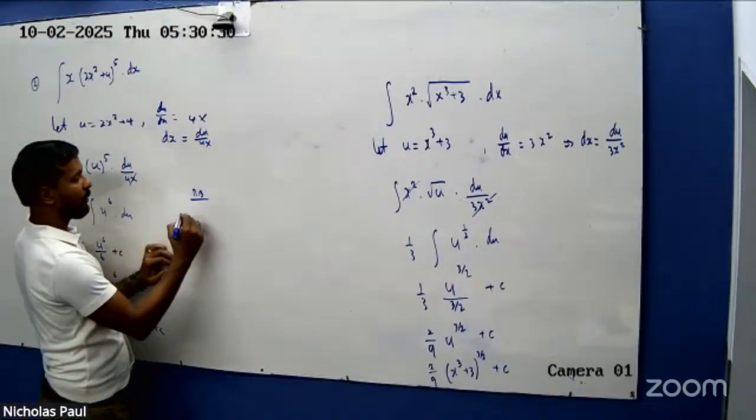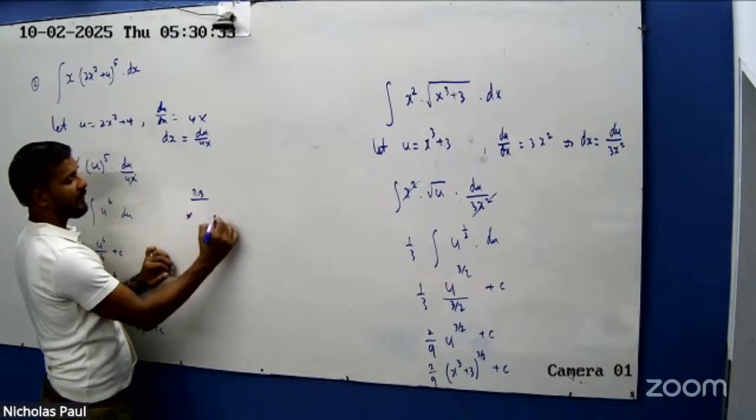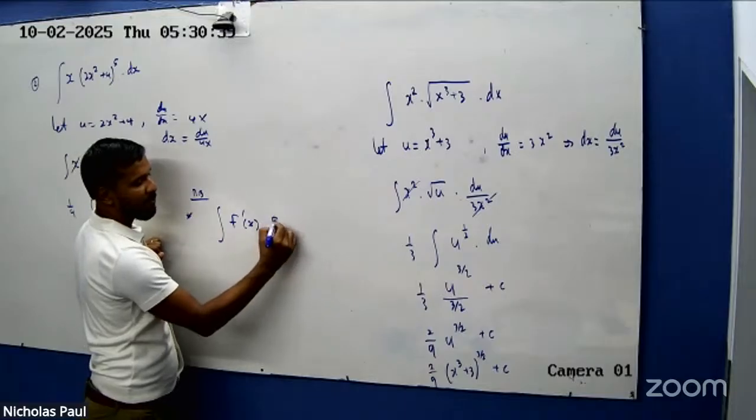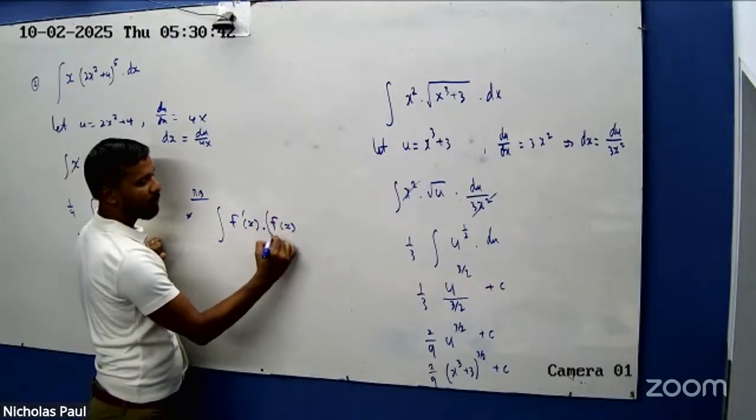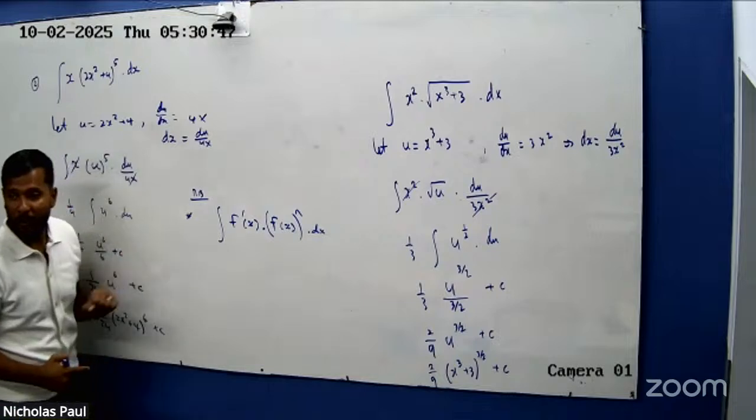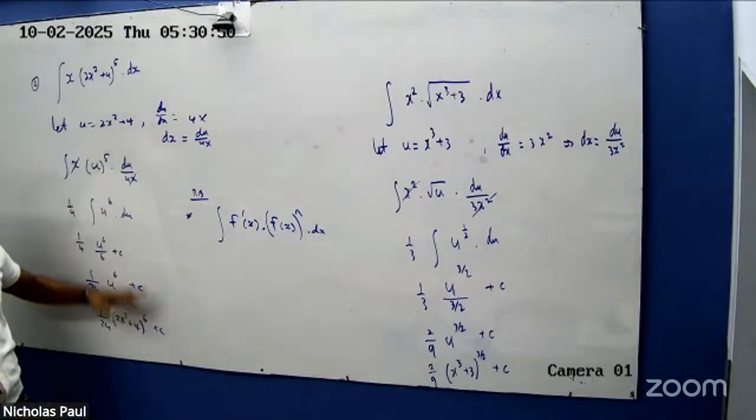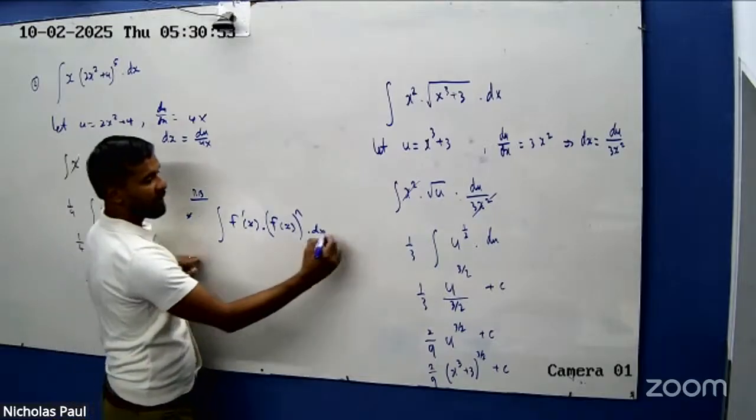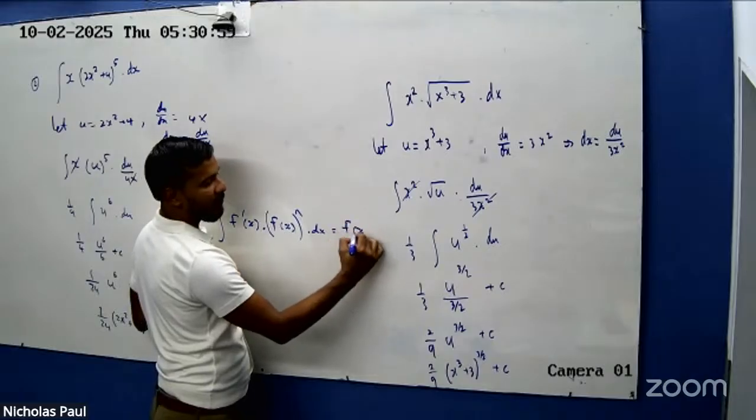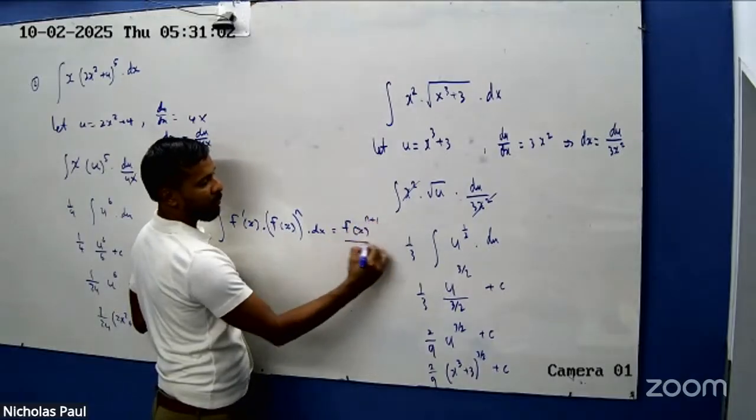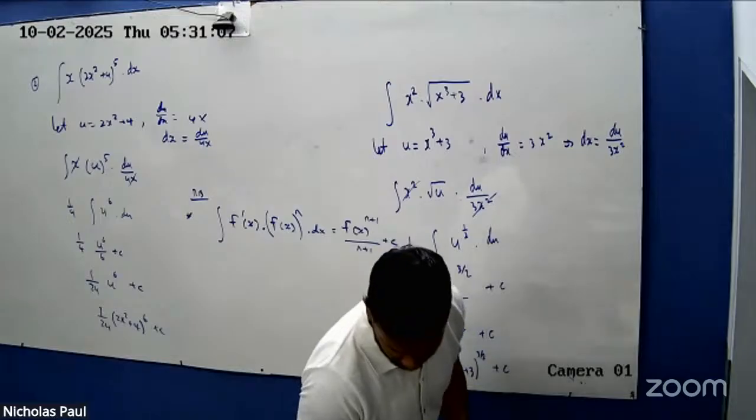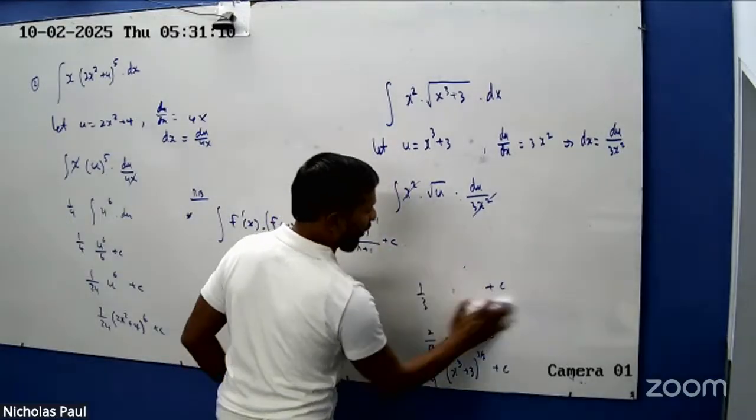But even simpler. Note that if we have the integral of f prime x multiplied by f of x to some power n, then once we have it in this form, there's no need for us to go and do integration by substitution. All we have to do is this. If it's in this form, then the answer would be f of x to the n plus 1 over n plus 1 plus c. Let's see why. Let's see how it works.